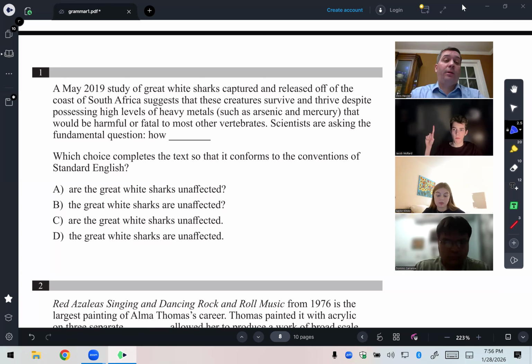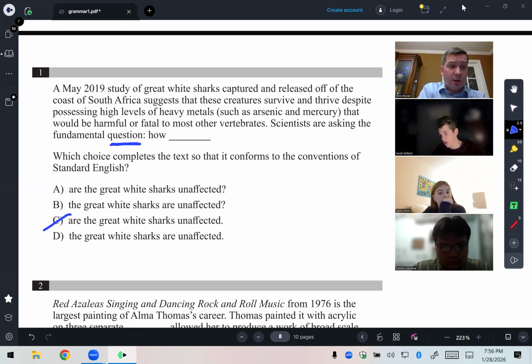That's just grammar. They could have just written one word there after quite grammar, but instead they do that. I think they're just trying to overwhelm you. Okay, so it's a question, and questions have question marks. So it's got to be A or B. So it's either this, how are the great white sharks unaffected? Or how the great white sharks are unaffected.